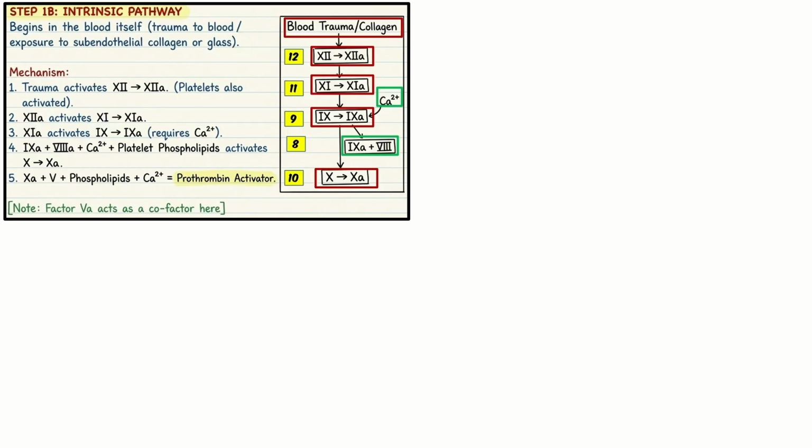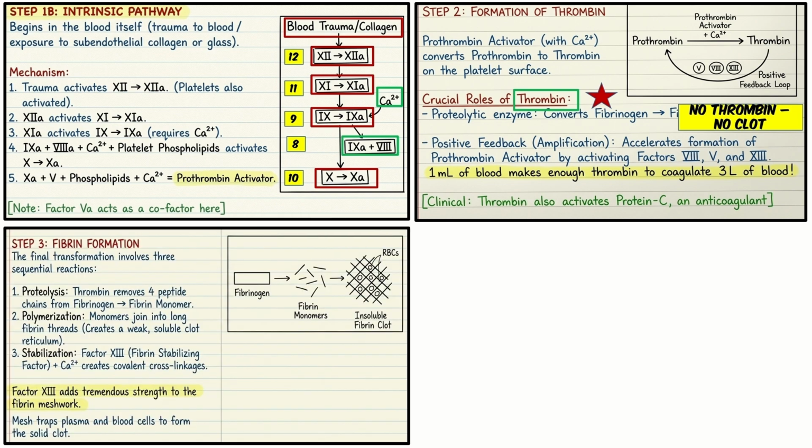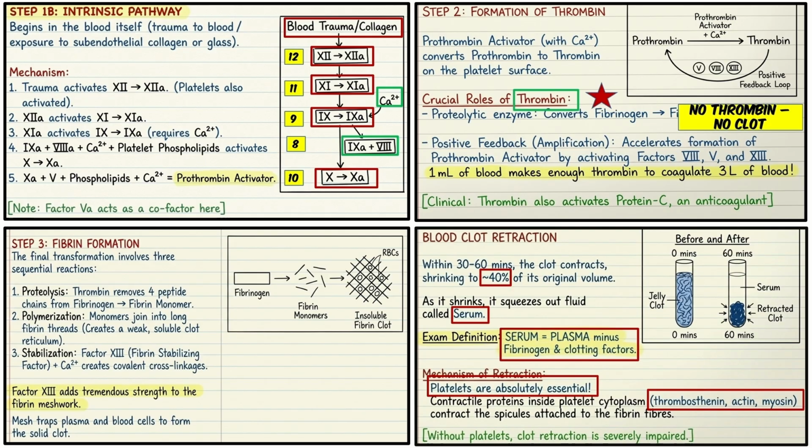Then we learned about the intrinsic pathway, starting with factor 12. Remember all these 5 factors, 12, 11, 9, 8, 10, are involved in the intrinsic pathway. Then the formation of thrombin, and the role of thrombin in formation of the clot. Remember, no thrombin, no clot. Then the fibrin formation, which involves 3 steps: proteolysis, polymerization, and stabilization, forming the fibrin clot. And lastly, the clot retraction, which tells us about the importance of platelets and their contractile proteins like thrombosthenin, actin, and myosin.